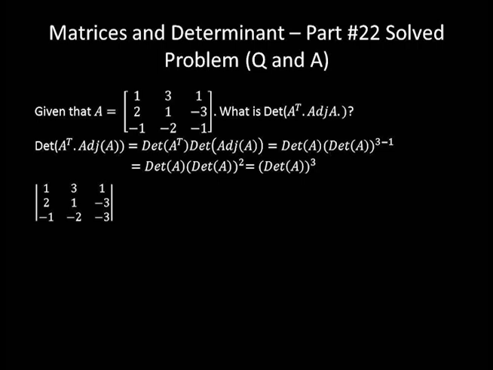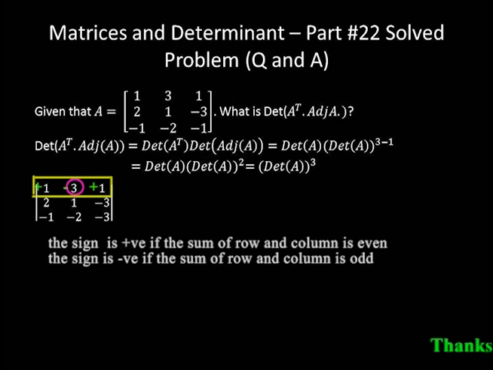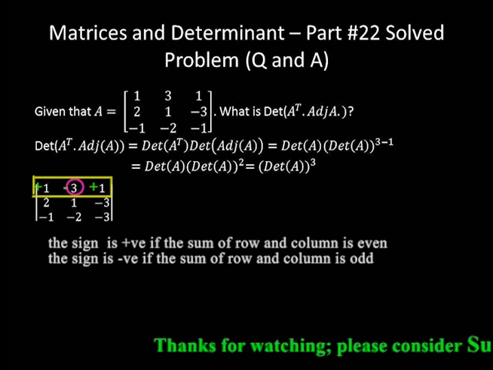For this particular case, let's choose the row 1 elements as the coefficients and assign the signs of the coefficients as positive, negative, and positive. The sign is positive only when the sum of the row and column of a given element is even. In this case, this one is in row 1, column 1. 1 plus 1 is 2, which is even, so the sign is positive. If the sum of the row and column of a given element is odd, the sign of that coefficient is negative. This 3 is in row 1, column 2. 1 plus 2 gives us 3, which is odd. Thus the sign of 3 is negative.